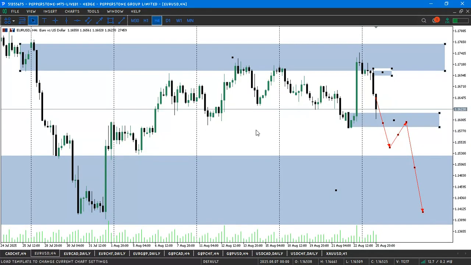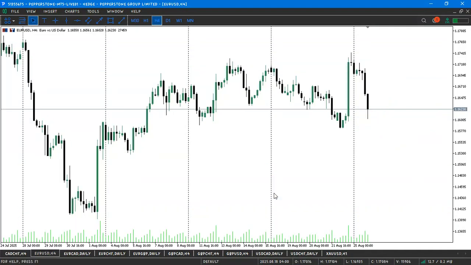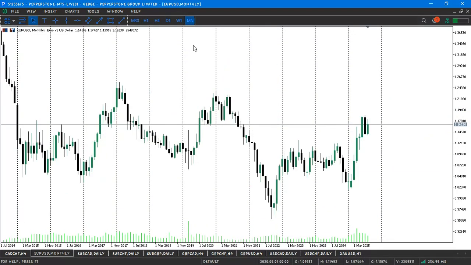Today we are going to do the analysis of Euro USD, where we are going to see where the market is headed. Now we are going to do a top-down analysis from the monthly time frame, where we can see the market has been reacting on this area of resistance that was once support, and we can see that it has broken it upward, meaning that the market is in an uptrend.